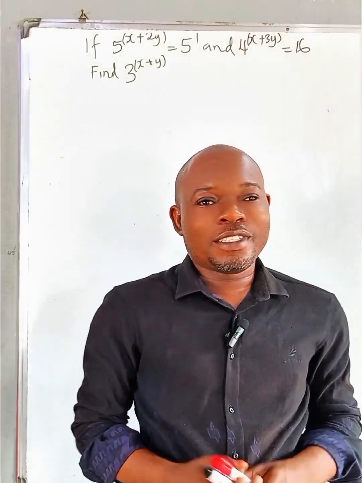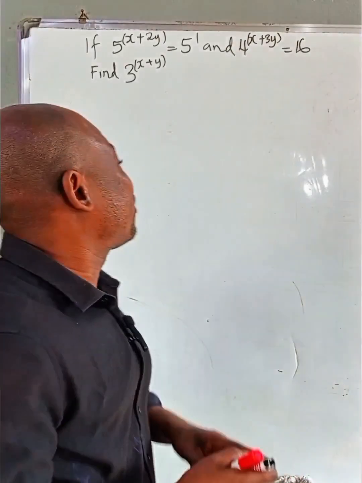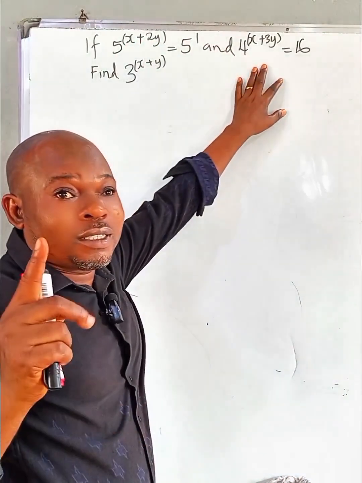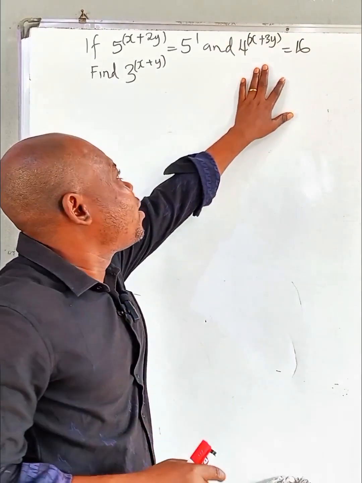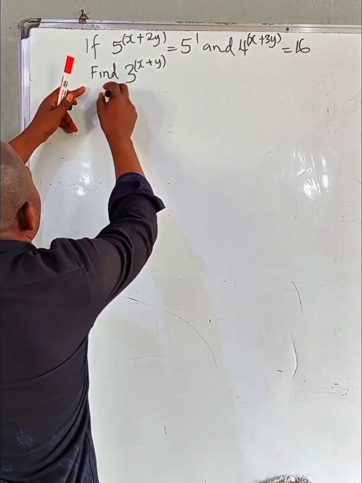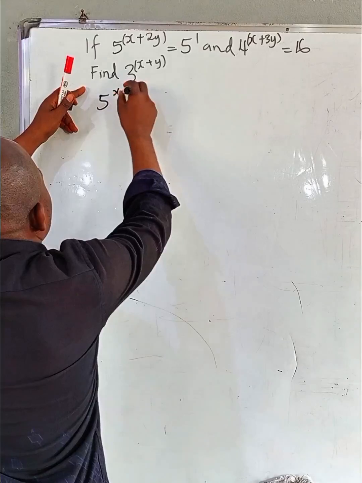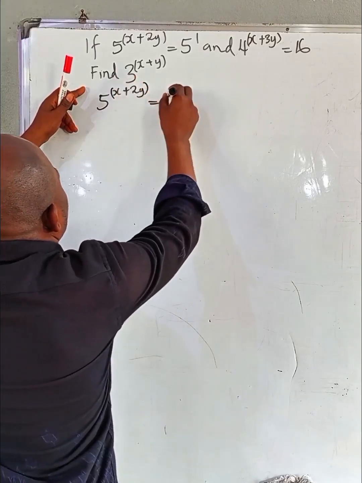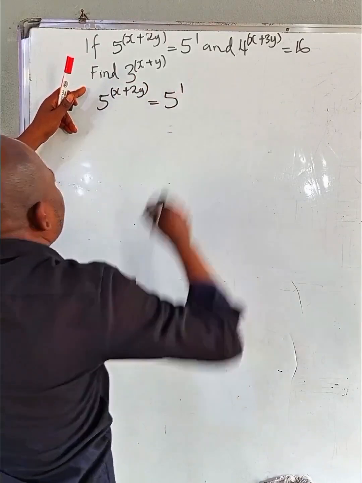Let's solve this as fast as we can. You can see there are two equations, which means these are simultaneous equations. Okay, so we're going to simplify. The first one is 5 raised to the power of (x + 2y) equals 5 raised to the power of 1.